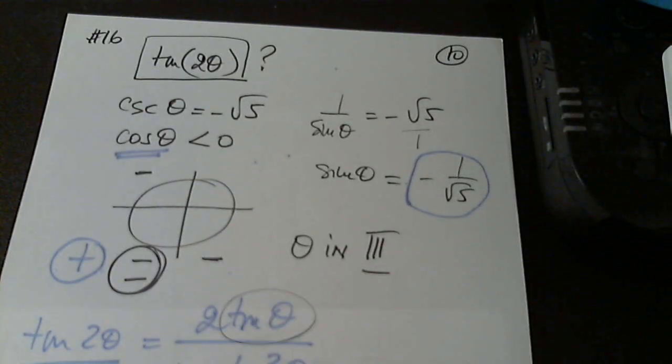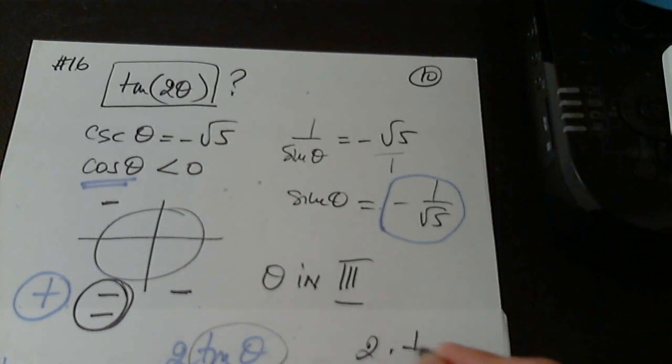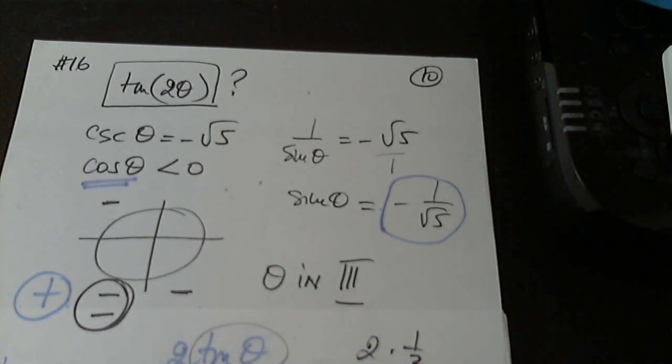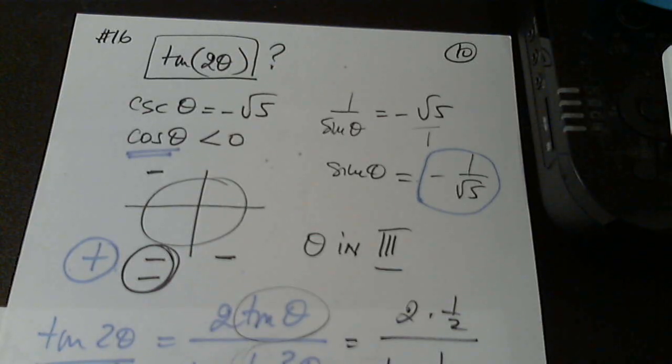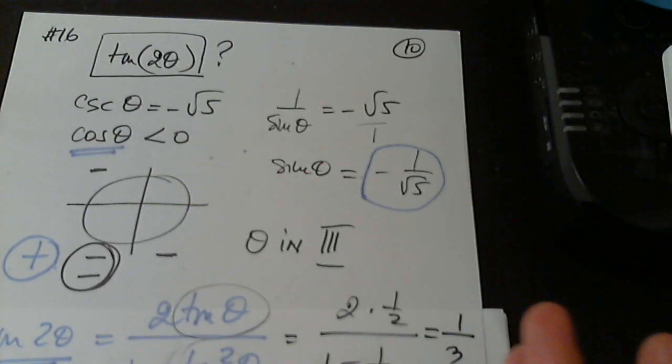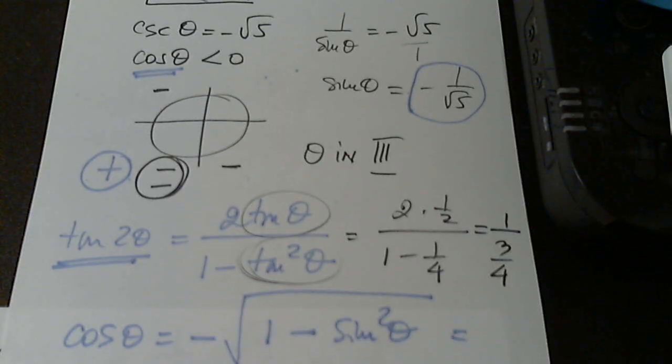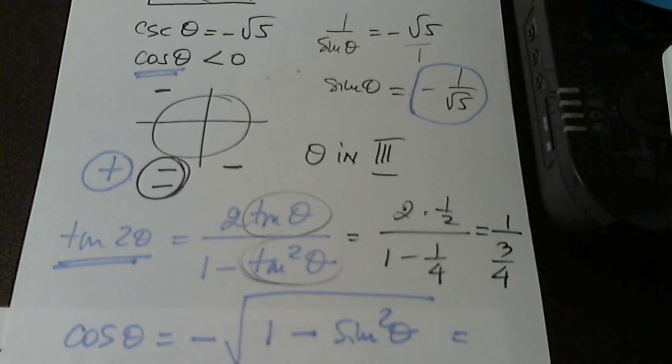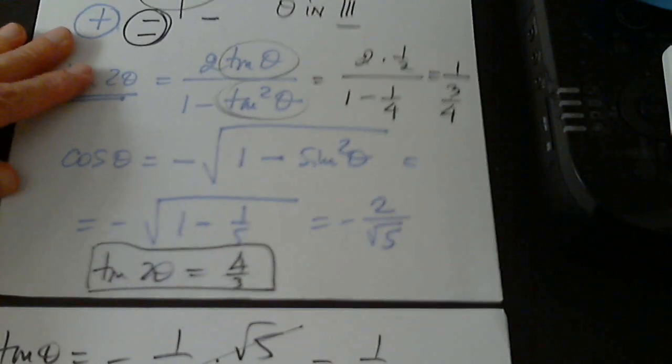So all I have to do, go back in the formula, replace this by 1/2 and replace this by 1/4. Okay, 2 times 1/2 over 1 minus 1/4. Why 1/4? Because I had to square it. So then the numerator is 1. The denominator is 3/4. So when I flip 1 over 3/4, I get tangent of 2 theta to be 4/3. Tangent 2 theta equals 4/3. So this is how we use the identity.